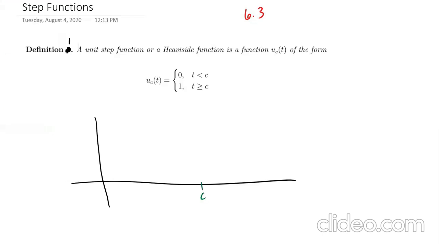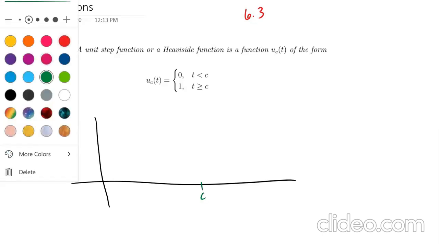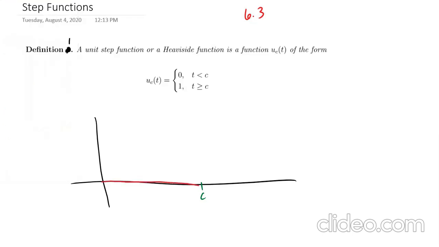So what does this look like? Let's label c here. For t less than c, this function is 0. So it's something like that. And then at t equals c, it jumps all the way to 1, so not including 0 there. Then it jumps to 1, and it continues like that forever. So a very simple piecewise function, just 0 and 1.